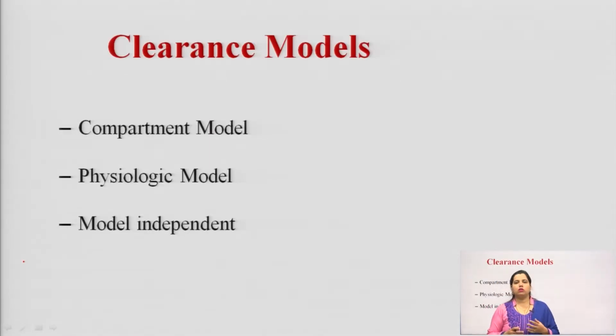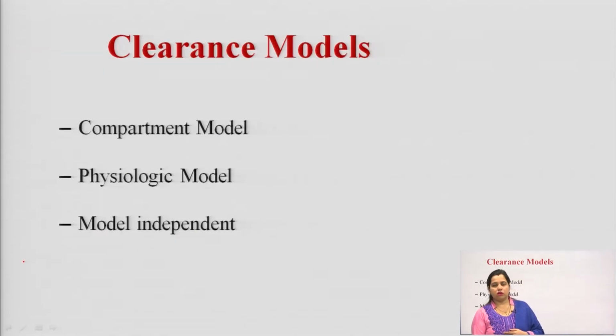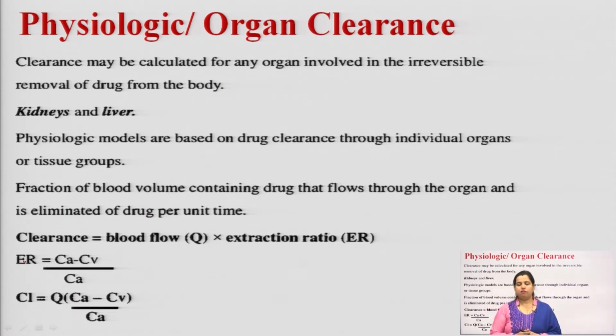So, what are the clearance models we generally study? Compartment model, physiologic model and model independent approaches. We have discussed various types of models earlier also. These are physiologic organ clearance methods, specific to clearance. Clearance may be calculated for any organ involved in the irreversible removal of drug from the body. Yes, the drug is not absorbed again once it is eliminated from the system.